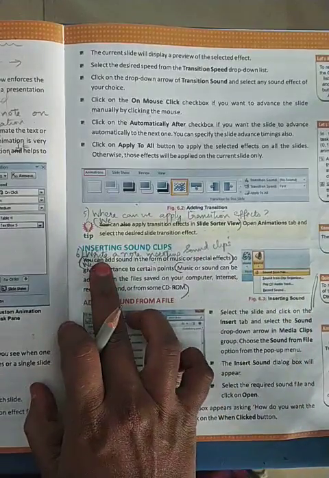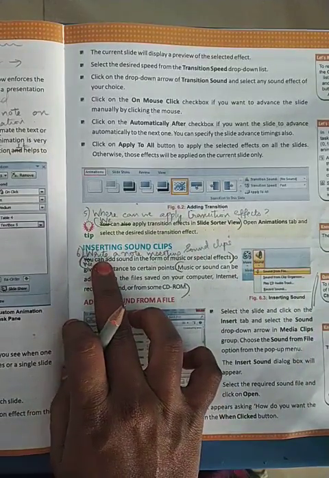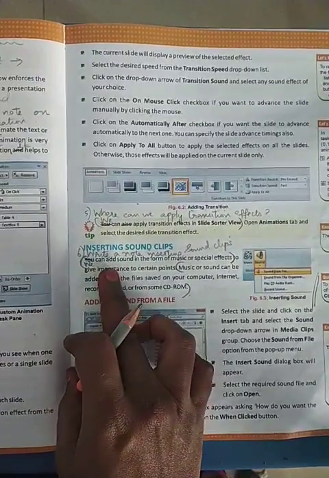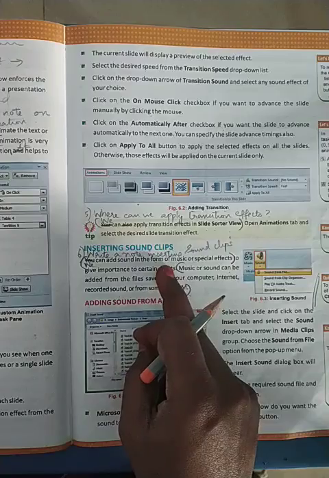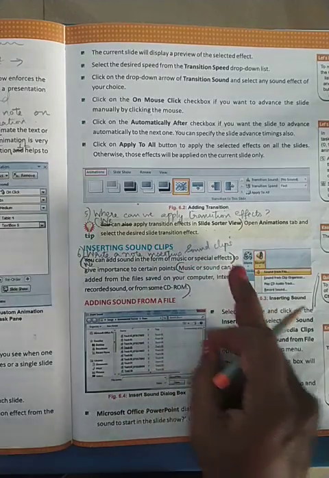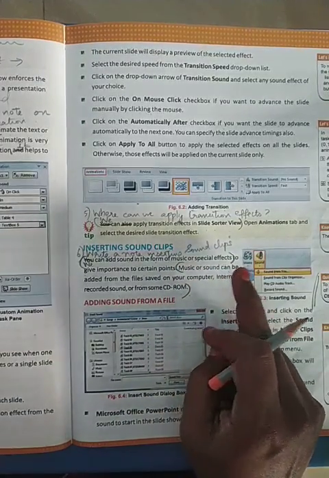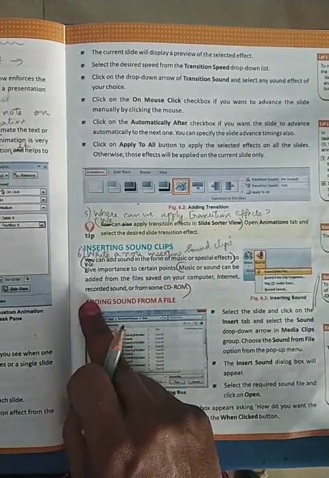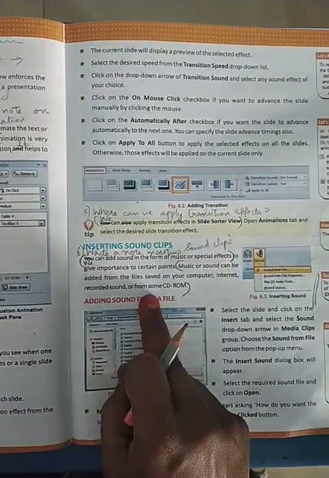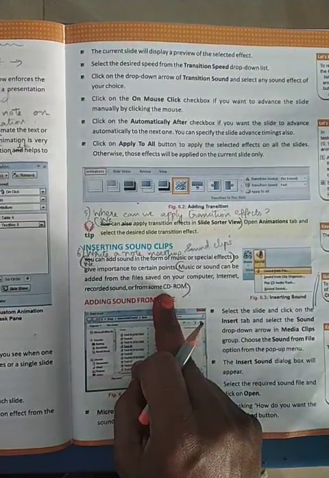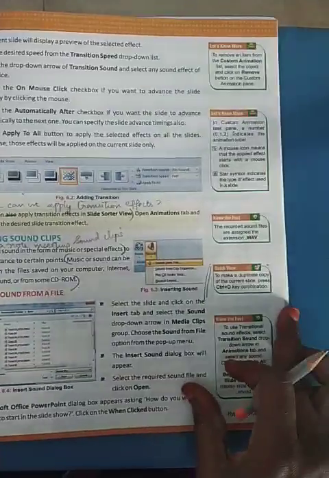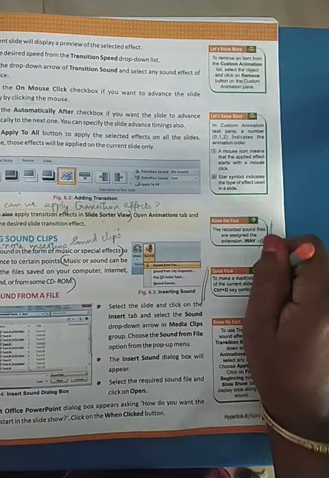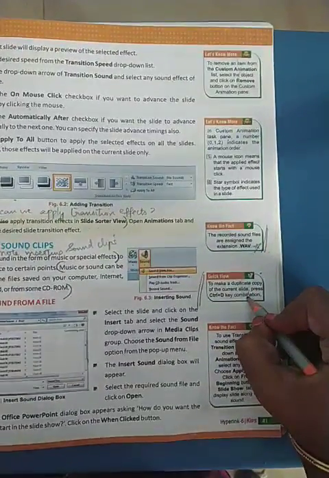Then coming to inserting sound clips. How are we going to add the sound clips? We can add the sound in the form of music or special effects. The music or sound can be added from the files saved on the same computer or the internet, the recorded sound, or from the CD-ROM. The recorded sound files are assigned with the extension .wav. This is 1 mark. This is also 1 mark. This is also 1 mark. Control D for duplicate copy of the current slide.